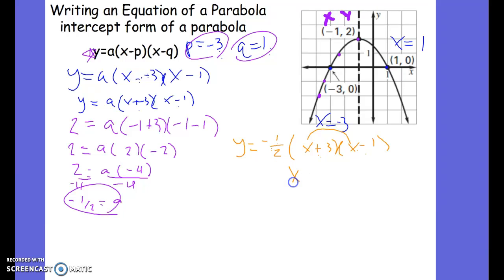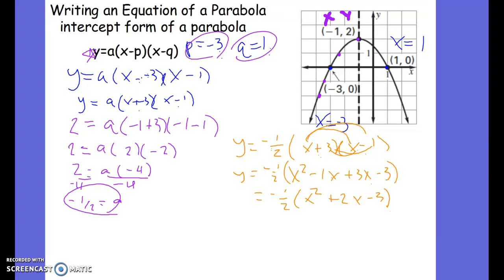x times x is x squared. x times -1 is -1x. 3 times x is +3x. 3 times -1 is -3. Okay, we can combine like terms. So we'll have -1/2 times x squared. Well, -1x plus 3x is +2x. And we're still subtracting 3.